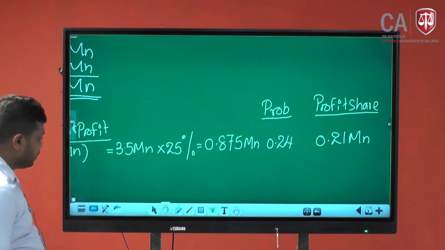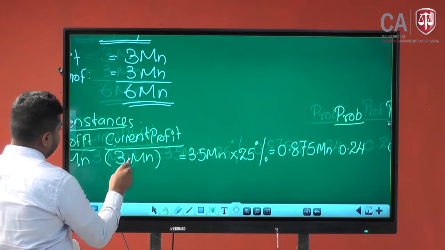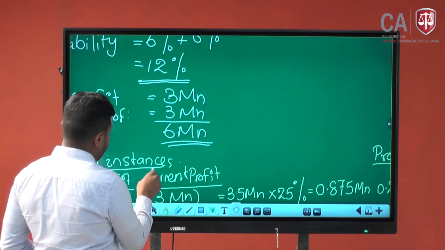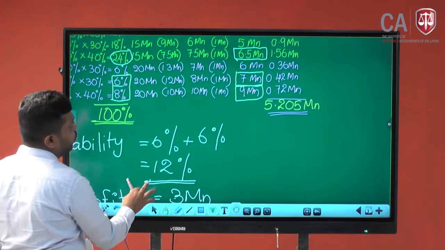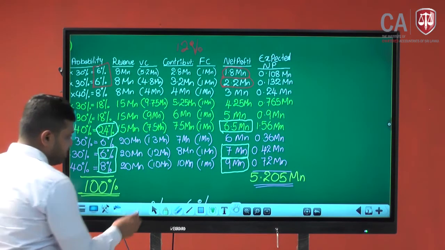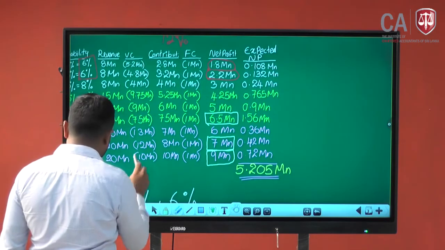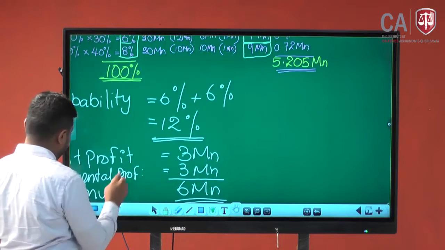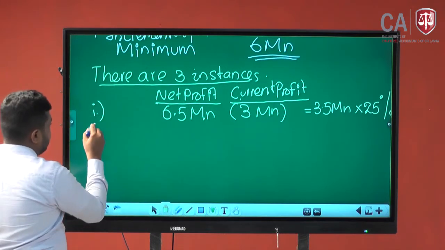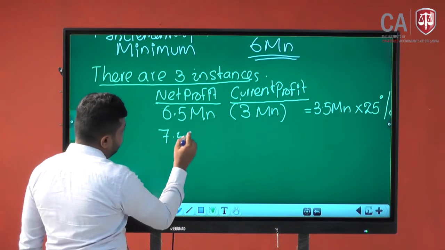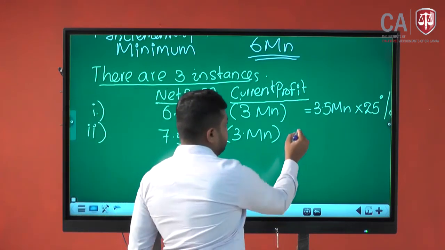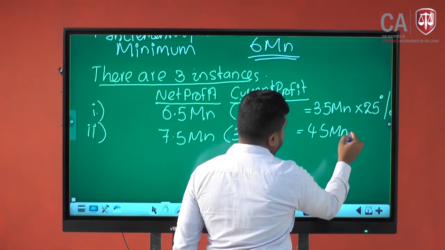Profit share is 210,000. Then the next scenario, there is another instance where you have earned more than 6 million net profit. If you go back here, 7 million you will earn. There is a probability of 6%. Therefore, I will calculate the second scenario. Second scenario, you will earn 7.5 million, minimum required 3 million, then there will be a 4.5 million incremental profit.